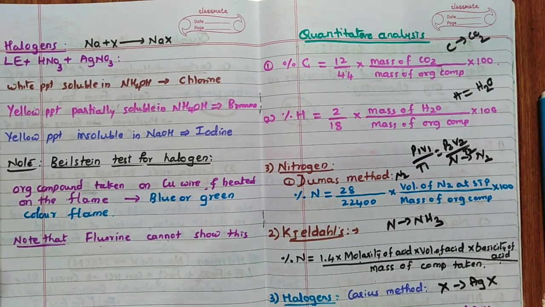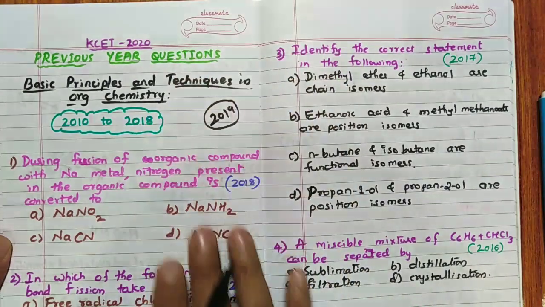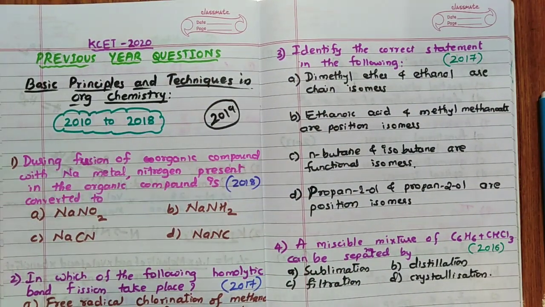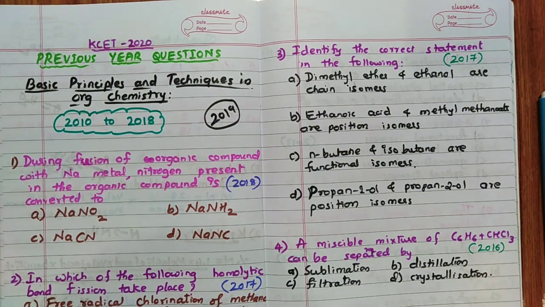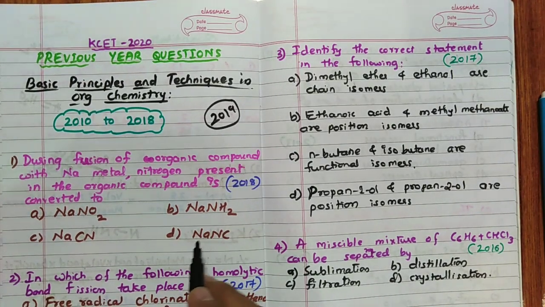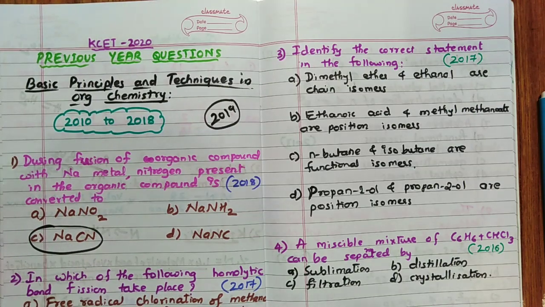Yes, previous year questions, KCET 2020 to 2018, I have taken. Very simple questions. If your synopsis is covered completely, whatever I have discussed in the synopsis, that much if you know, you can solve all these questions. I will show you. During fusion of an organic compound with sodium metal, nitrogen present in the organic compound is converted into NaCN. NaCN is the answer. Within a fraction of a second you can solve this question.